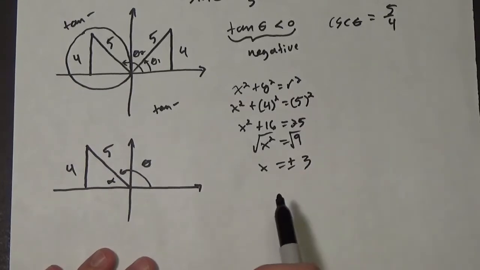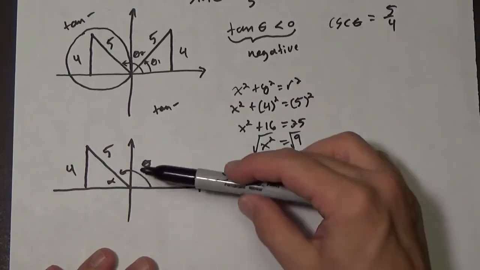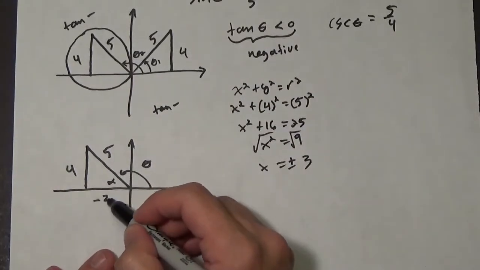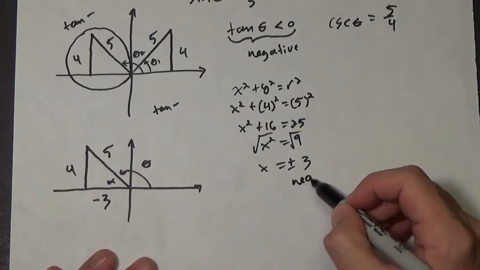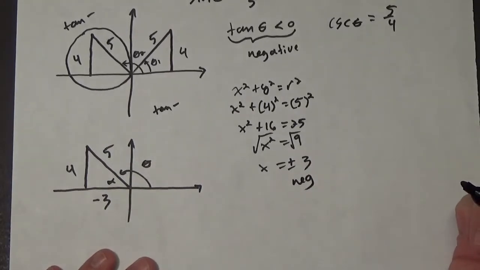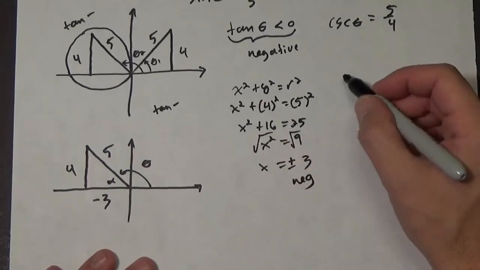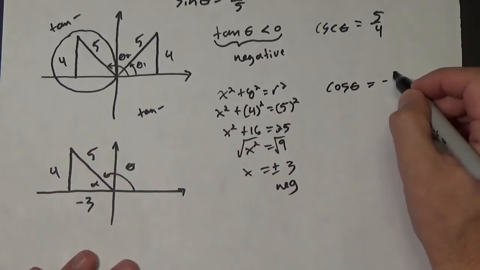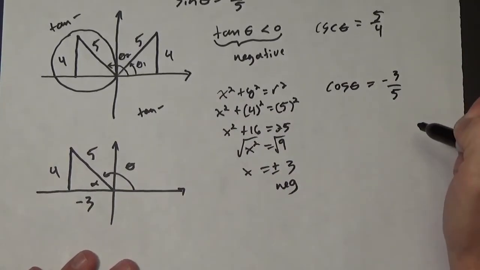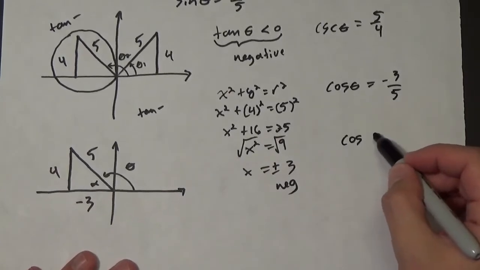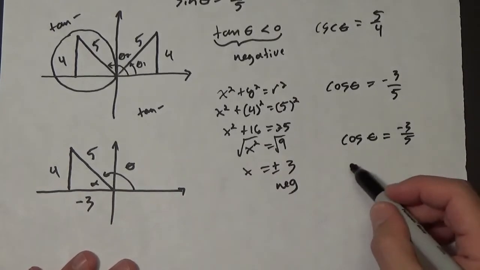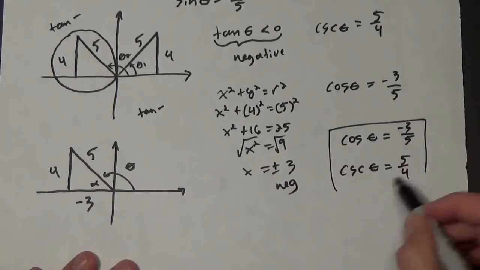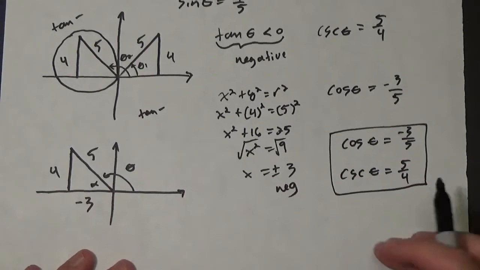Now we have to choose, is it positive or negative? Well, in quadrant 2, the x value has to be negative, so we actually choose the negative 3 value. Alright, so now that we have the fact that that's negative 3, we can find that the cosine of theta is adjacent over hypotenuse, which is negative 3 over 5. So there's our two answers. The cosine of theta is negative 3 over 5. The cosecant of theta is 5 over 4. And there we have it.